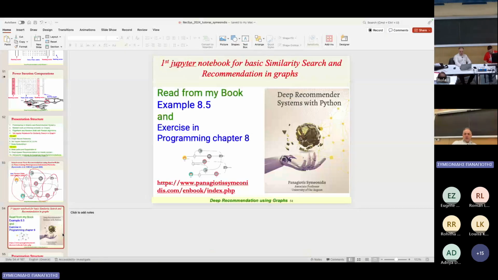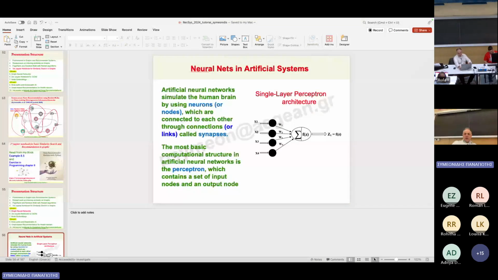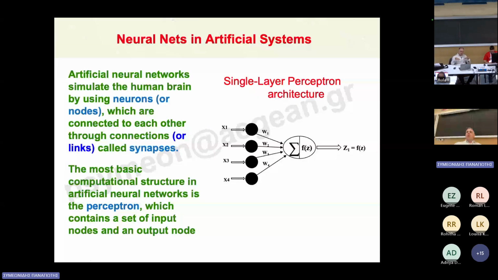This is like the material from chapter 6 of the book. And of course, now we are in a state where we want to represent everything with neural nets. And the building block of the neural nets is the perceptron. Let's see the architecture quickly.